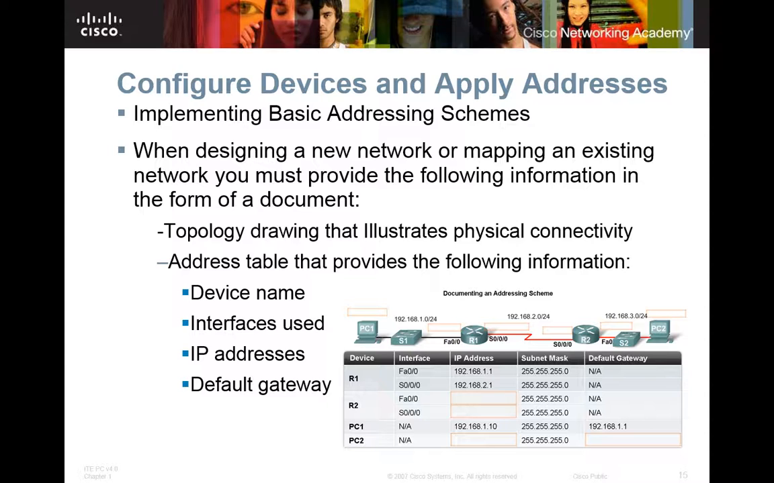Configuring devices with implementing basic address schemes. Okay. We have PC1. This is going to be right here. It's going to be 192.168.1.10, right? Because that's PC1's IP address. So all you have to do is just figure out what's what and put them in where. I mean, it's pretty simple. Y'all been doing that with subnetting, right? Knowing what networks need to go where.